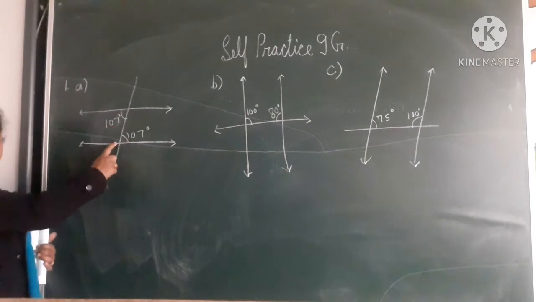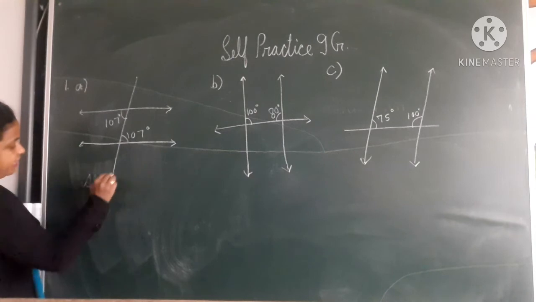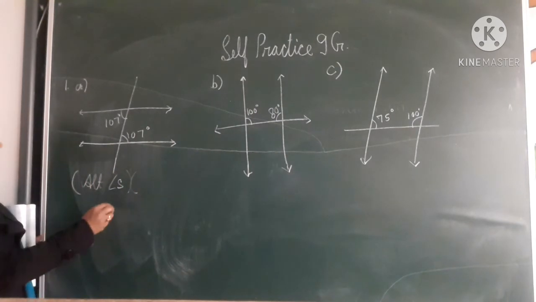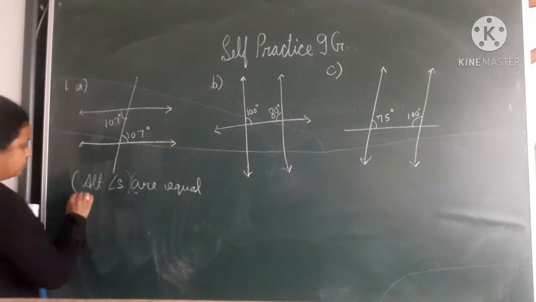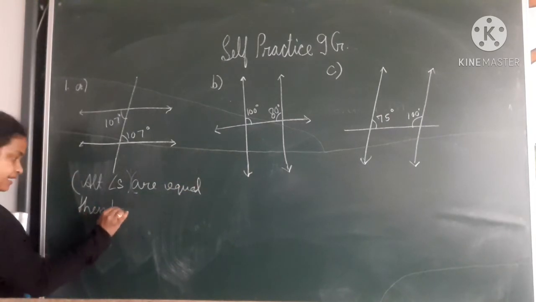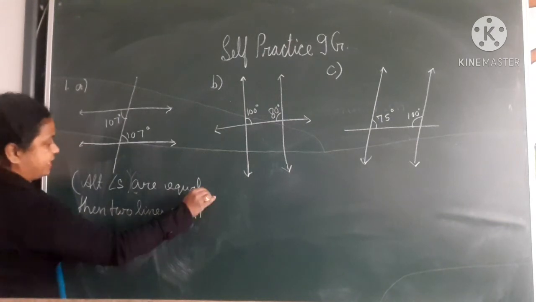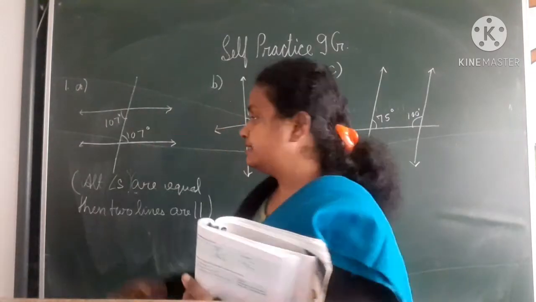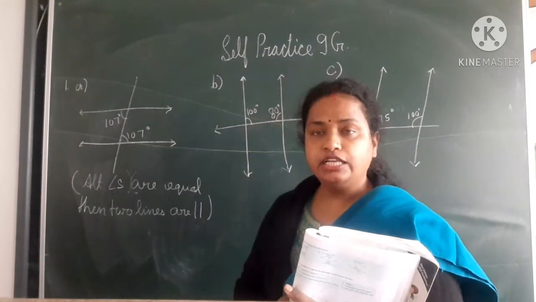Both this side and this side are 170 degrees, and we know that alternate angles, when alternate angles are equal, then the two lines are parallel. Okay, if alternate angles are equal, then two lines are parallel. So you can see that both the angles are the same degree, so it is alternate angle, so it is parallel to each other.